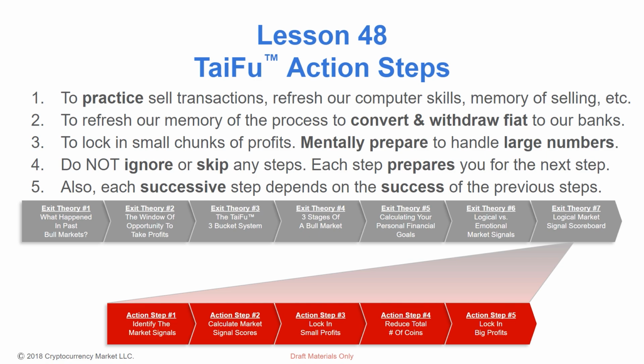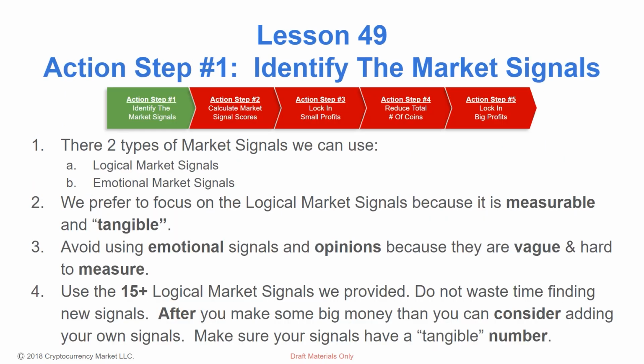Okay, so there's 5 action steps here, and we're going to go over each one of them. In action step number 1, we want to identify the market signals. So there are 2 types of market signals we can use. As I mentioned before, we have the logical market signals and we have the emotional market signals. We prefer to focus on the logical market signals because they are measurable and tangible, and we avoid using emotional signals and opinions because they are vague and hard to measure.